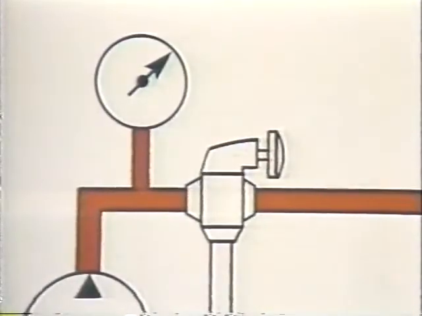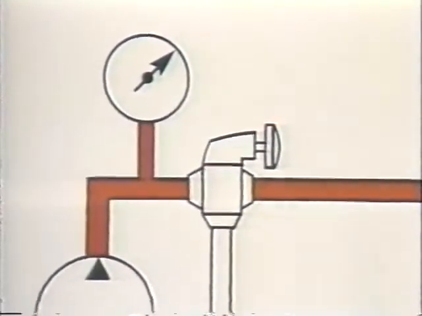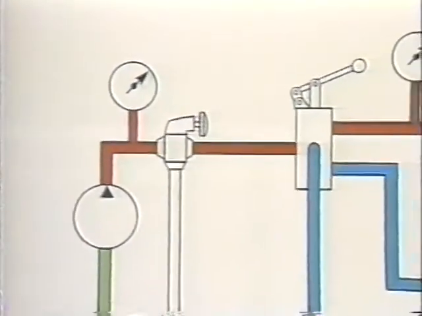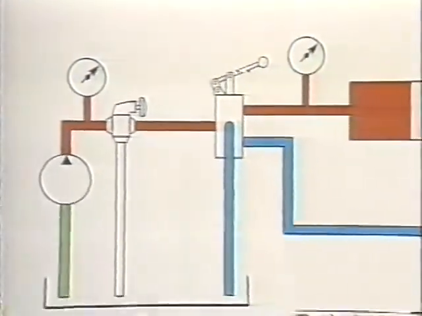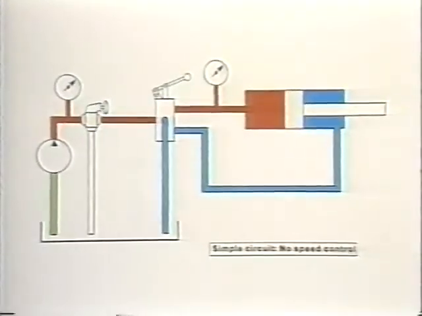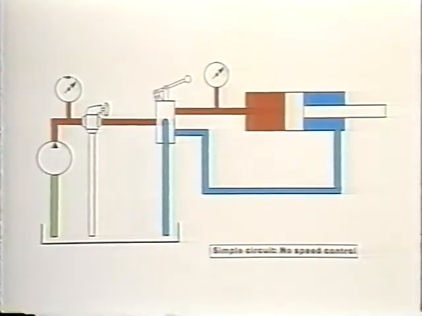To start, let's use a simple circuit, but include our old friend, the relief valve, to provide overload protection in case anything goes wrong. In this instance, the cylinder speed is determined by its size and the flow rate from the pump. A larger diameter cylinder would hold more oil and take longer to complete its stroke. A smaller one would, of course, move faster.